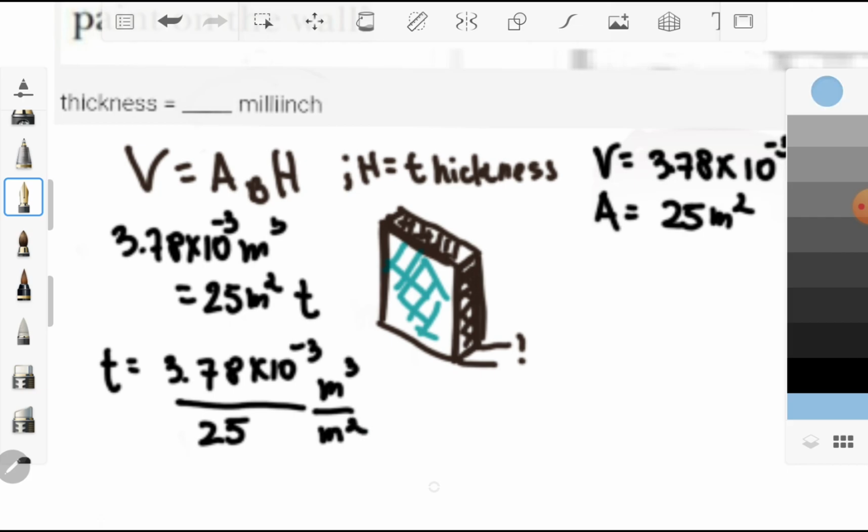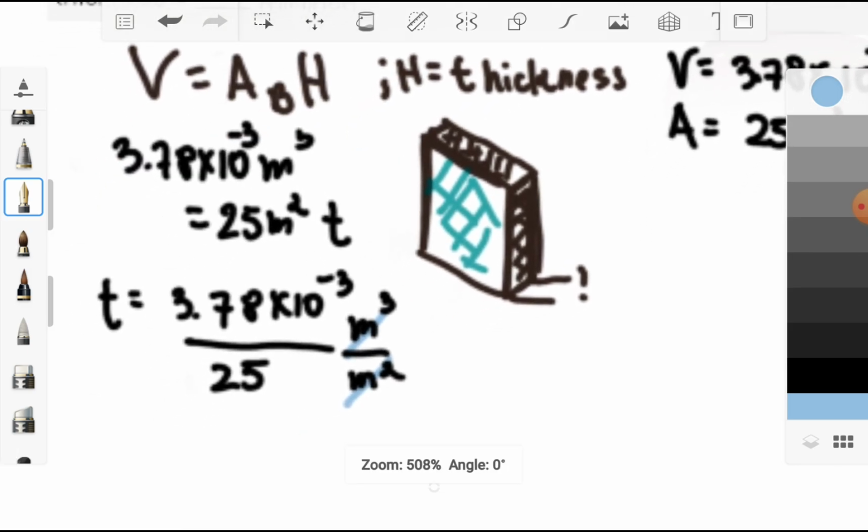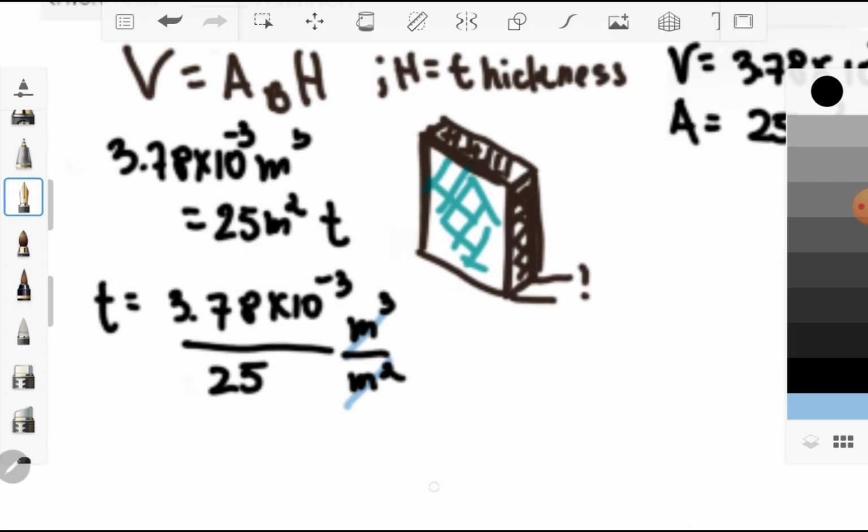So, the beauty of knowing your units is that they cancel: meter cube divided by meter square, so exponent 3 minus 2, right? So you have meter. We have our thickness, which is equal to 3.78 times 10 raised to negative 3 divided by 25. So, bring out your calculator and calculate the value. We have 1.512 times 10 raised to negative 4 meter.